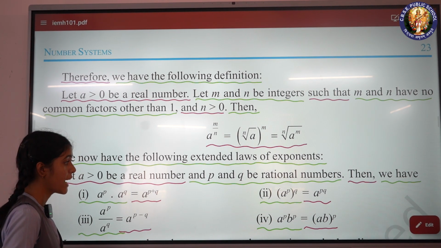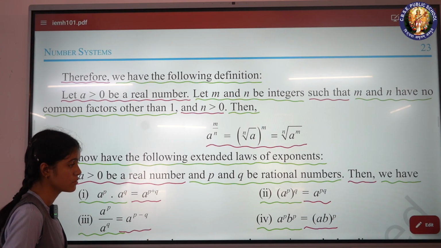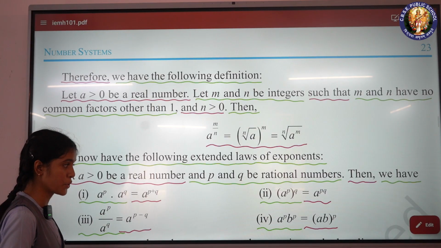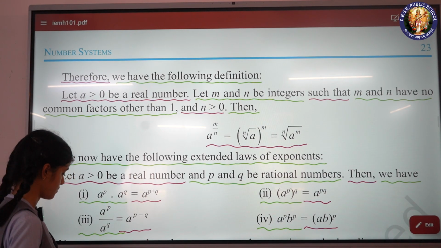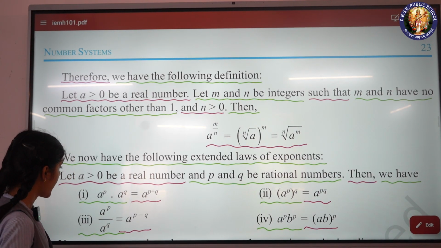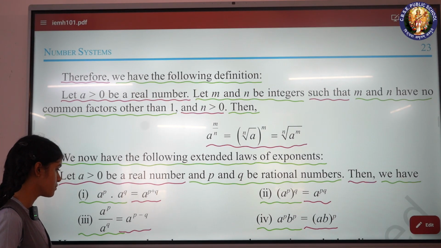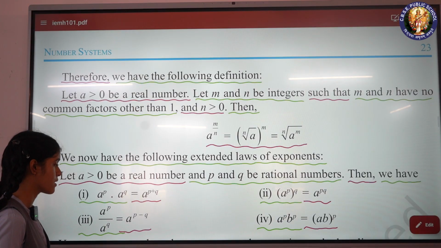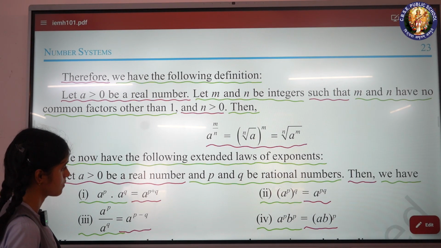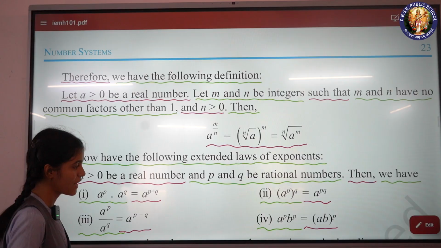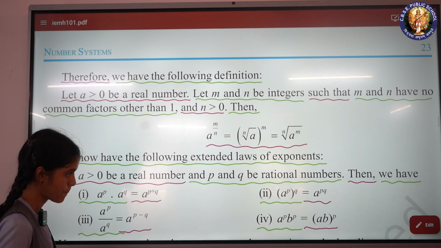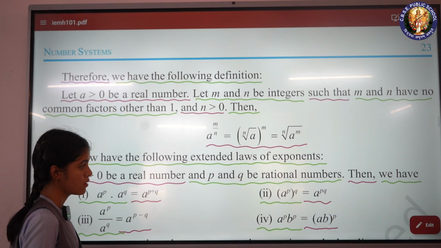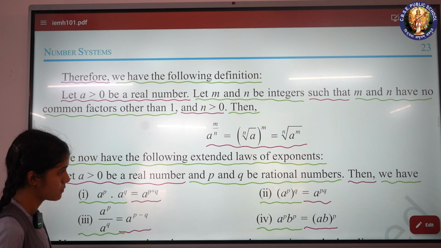Second, a to the power p the whole power q is equal to a to the power p into q. Third, a to the power p by a to the power q is equal to a to the power p minus q. Fourth, a to the power p into b to the power p is equal to (ab) the whole power p.